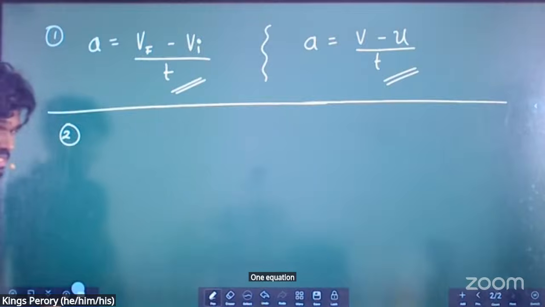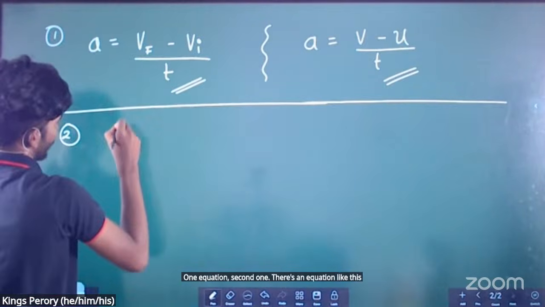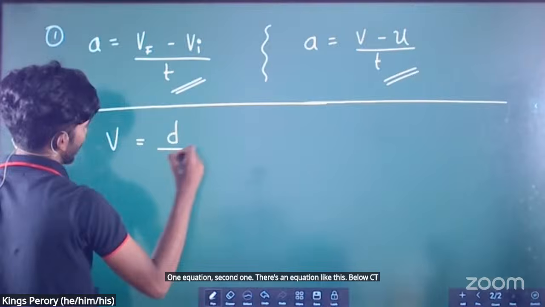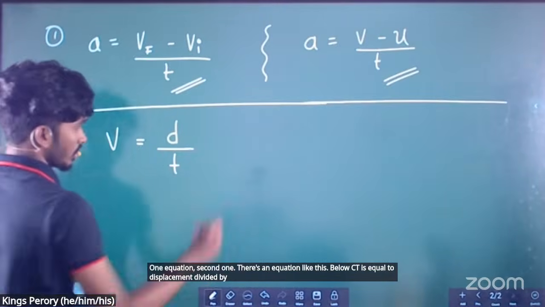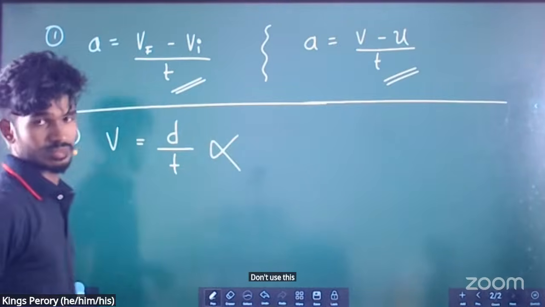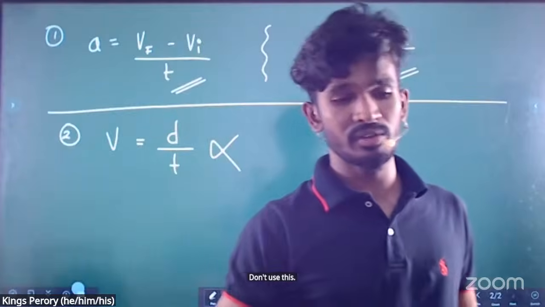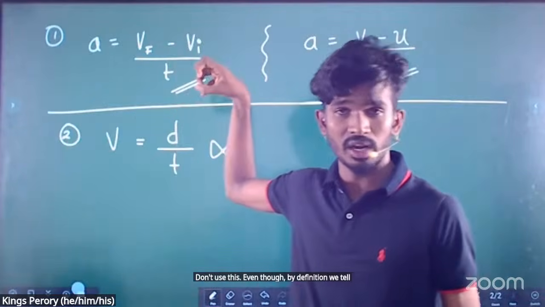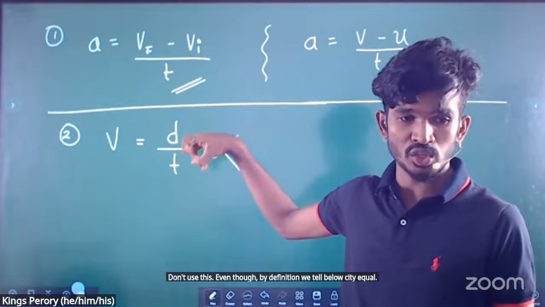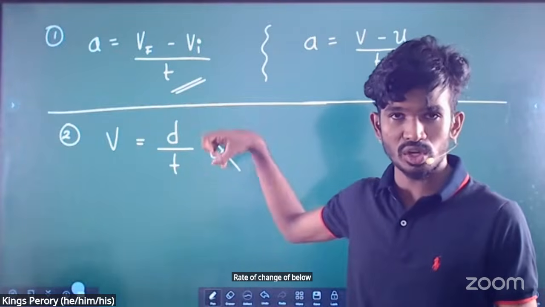The second one is an equation like this: velocity is equal to displacement divided by time. Don't use this. Even though by definition we say velocity is the rate of change of displacement.